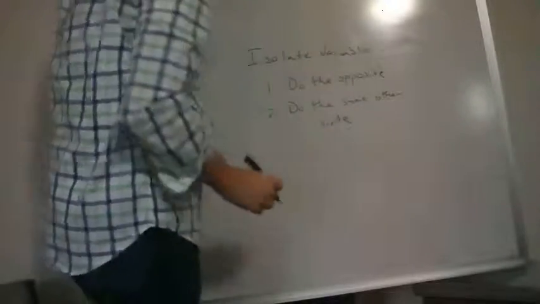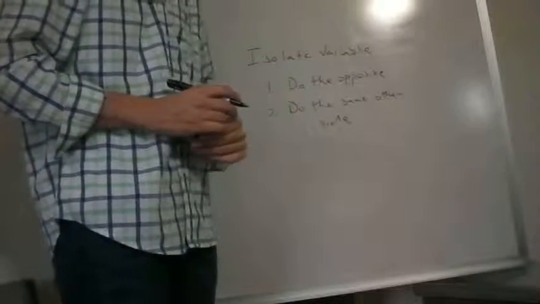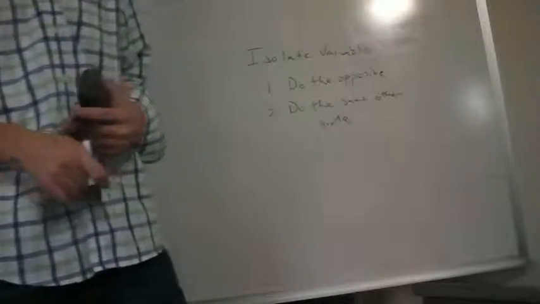If I have several different operations happening, I start with addition or subtraction, then I do multiplication and division. That is how we solve for variables.